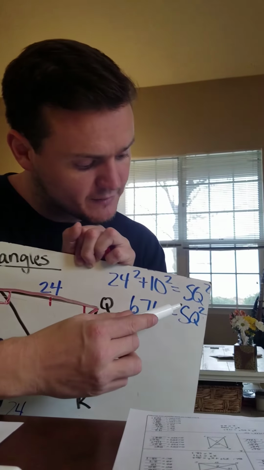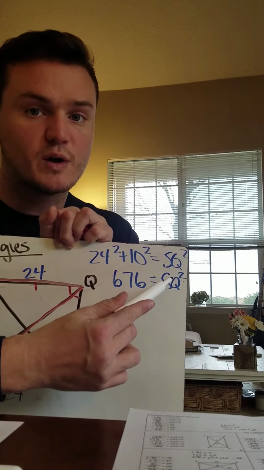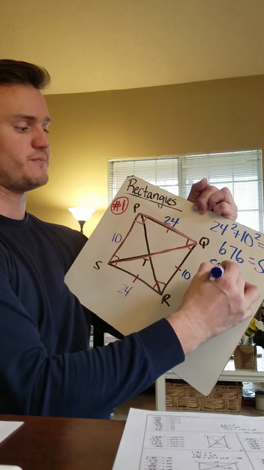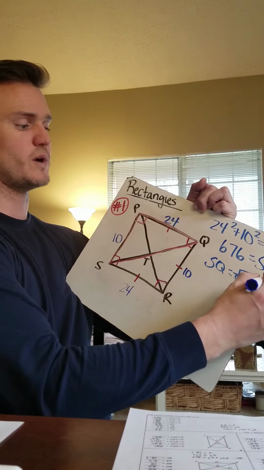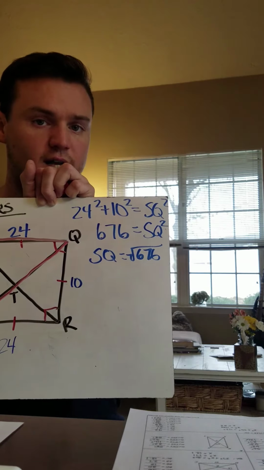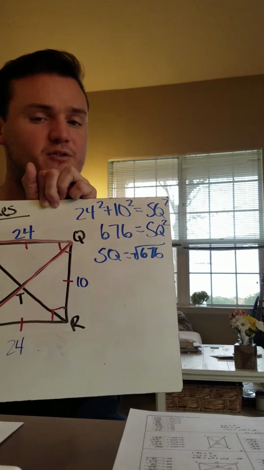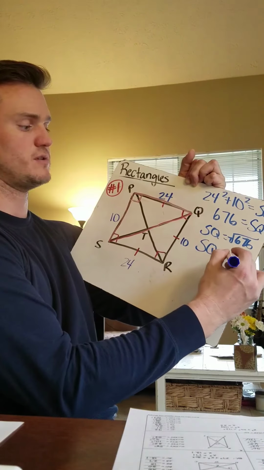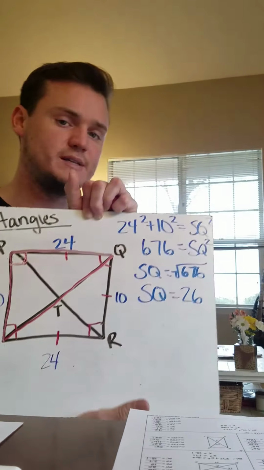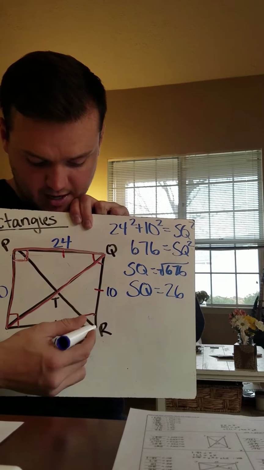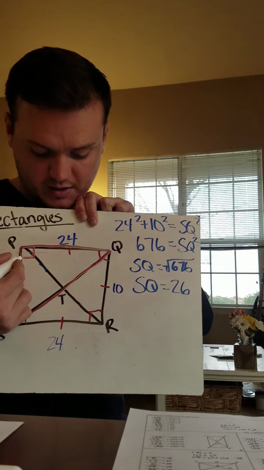So remember that whenever you're trying to get rid of a square, you have to square root it. So that's what we're going to do to figure out what SQ is. We're going to do the square root of 676. All right? Square root of 676 comes out to 26. So that means that the length of SQ is 26. So if S to Q is 26, that means that P to R is also 26.